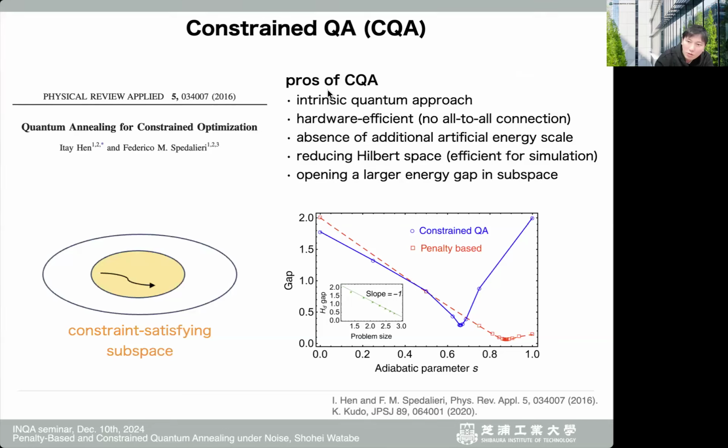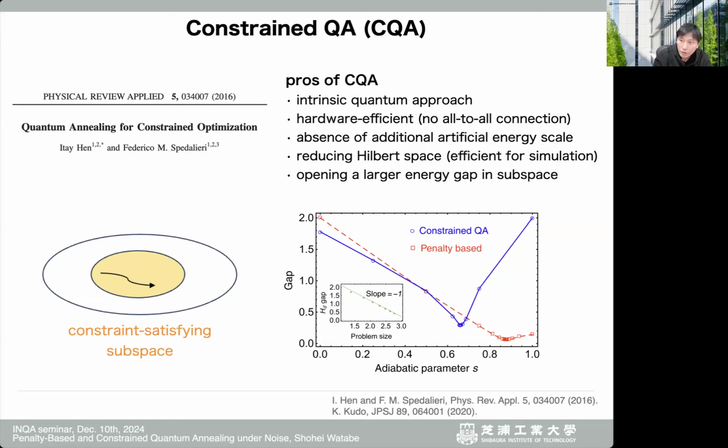The good feature of the CQA is as follows. It is an interesting intrinsic constraint approach and hardware efficient. There are no penalty terms, so we do not need to prepare the all-to-all connections, and we do not need the penalty Hamiltonian. So the CQA is free of the additional artificial energy scale.